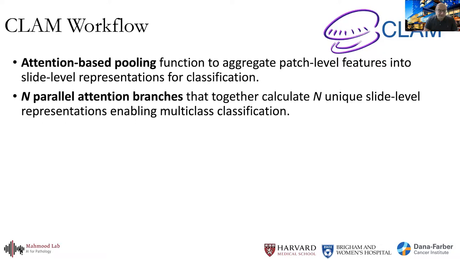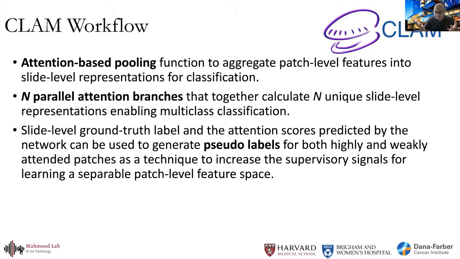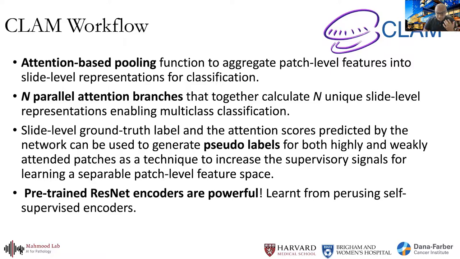And it uses pseudo-labels. A lot of these are large images, and a lot of the data is not harnessed. So as the model starts learning, it uses pseudo-labels from what it has already learned to further refine the model as it continues to train. And then of course what we learned was that pre-trained ResNet encoders work very well, and this was learned by using a plethora of recent self-supervised methods like SimCLR and CPC and whatnot, and we have some conference articles on that.